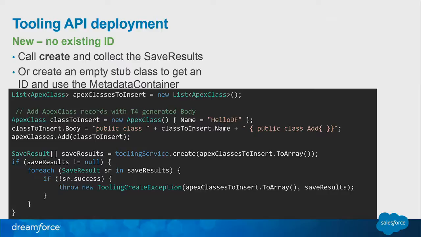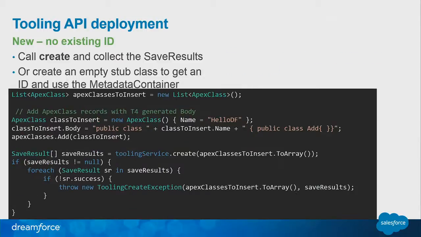We make an Apex class for each thing we're going to deploy with a create where we don't know its ID. We give it its name, and then we assign the body of the generated Apex class to the body tag there. Put all those into a collection and call create on the tooling API. When that comes back, the only thing we have to do is iterate through the results, looking for anything that wasn't successful, and in this case we're going to throw an exception.